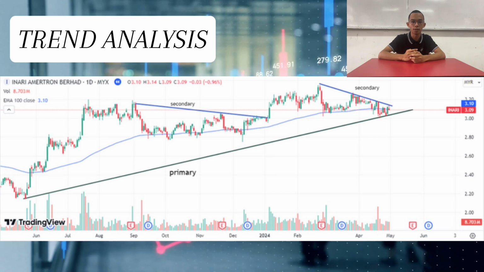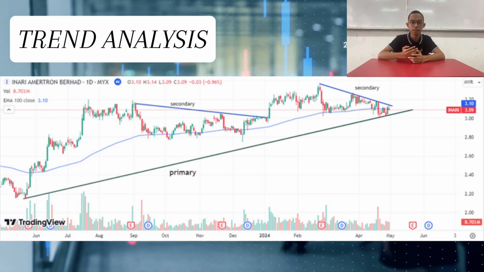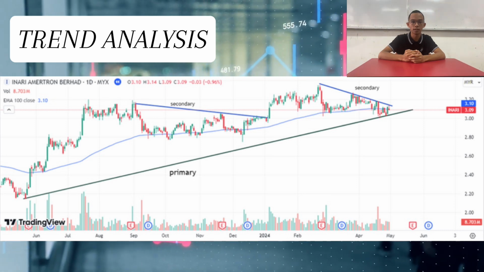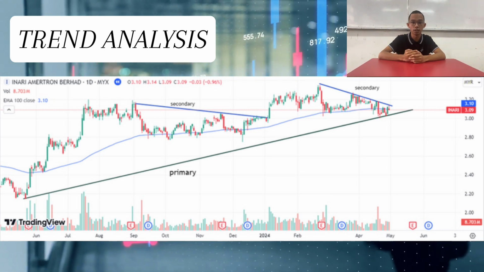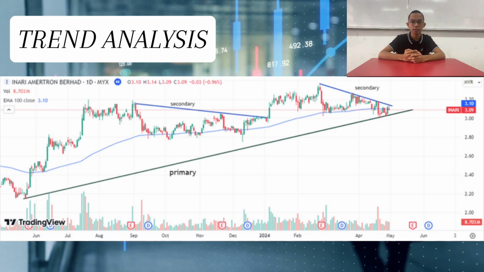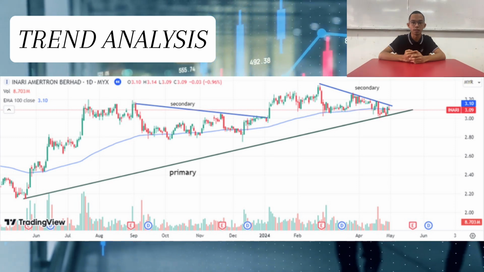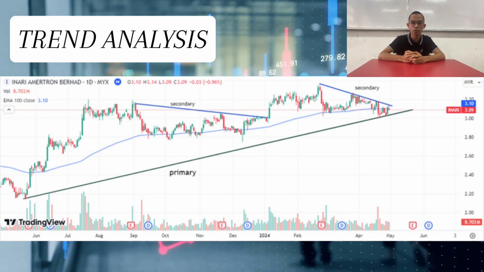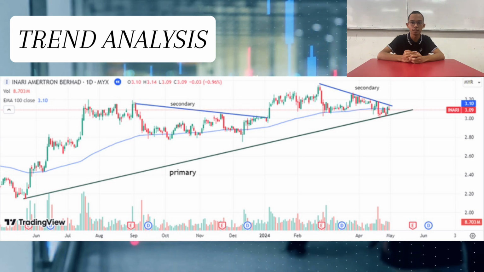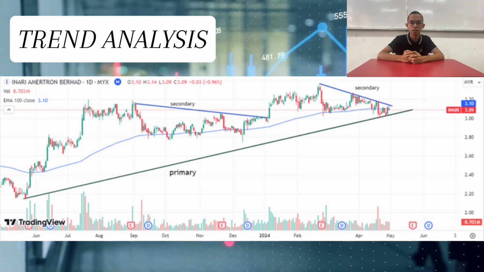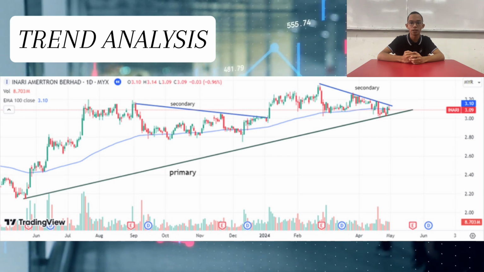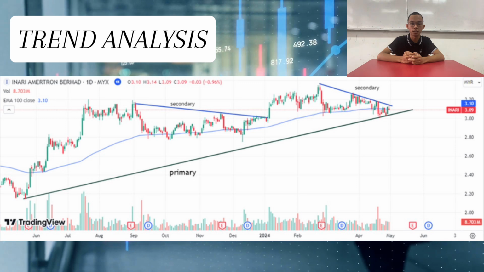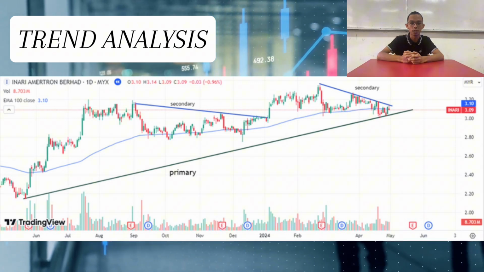We are using the SMA 100 to identify the trend. The price has mostly stayed above the 100-day SMA, which is a bullish signal. The SMA acts as a dynamic support level, reinforcing the primary trend line. The price crossed below the SMA during these secondary trends, showing temporary weakness. When the price dips below the SMA, it shows a possible correction or consolidation phase.